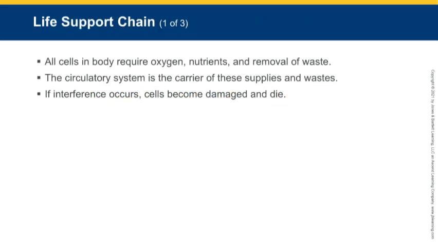All cells in the body require oxygen, nutrients, and removal of waste. The circulatory system is the carrier of these supplies and wastes. If interference occurs, cells become damaged and die.